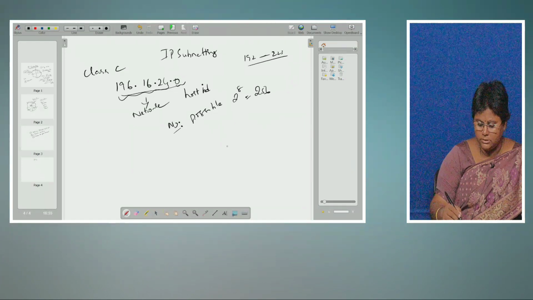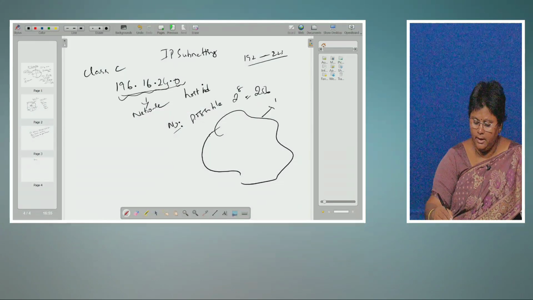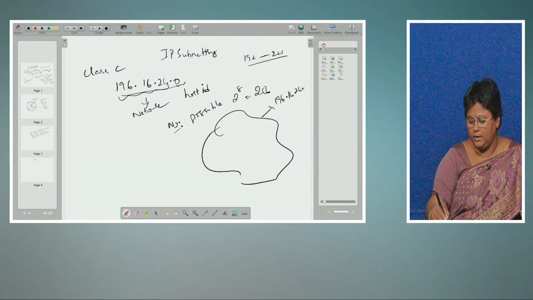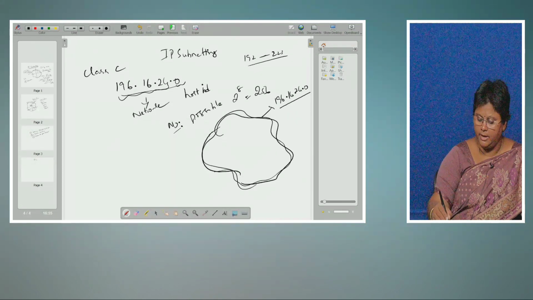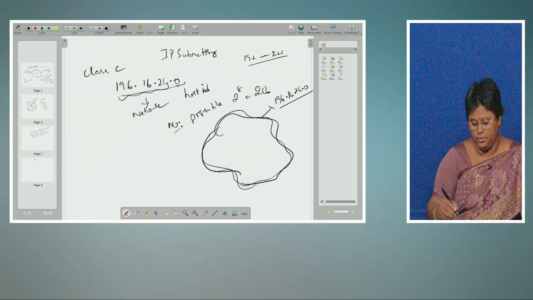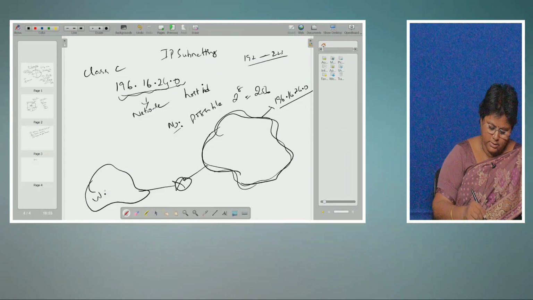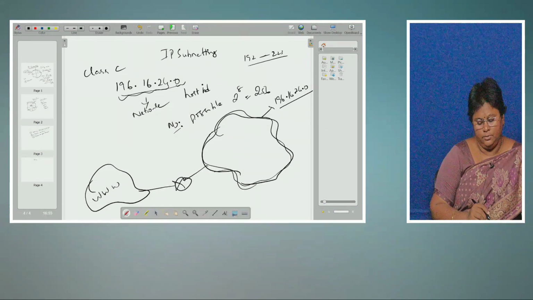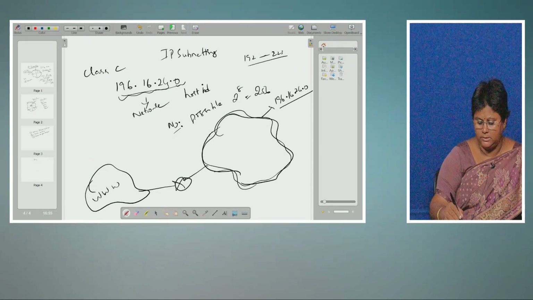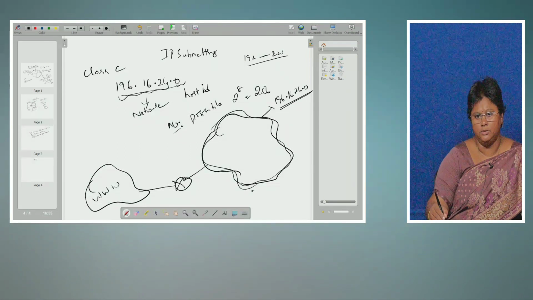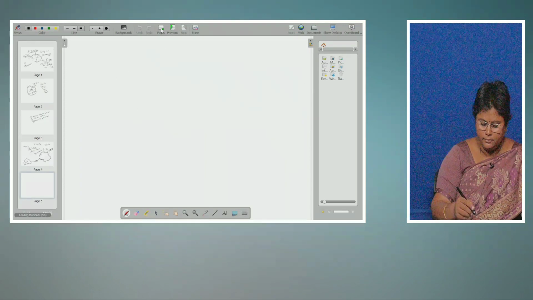Now let us have an idea of this network. So you have a network like this, and this network is represented by 196.16.24.0. The outer line which you are seeing here is represented by a number, 196.16.24.0, to the outer internet called www. So to all the internet, this network is represented by the IP address 196.16.24.0.